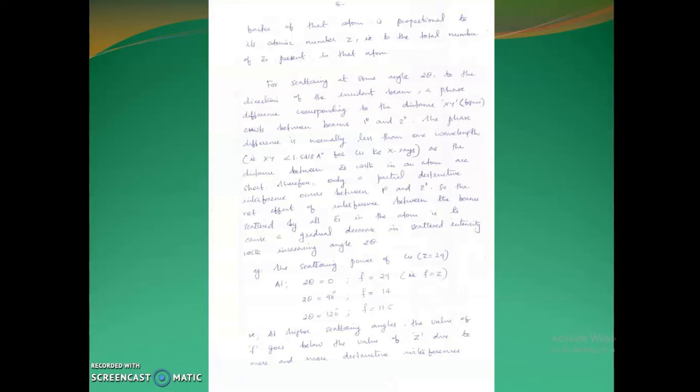So this is due to destructive interference between the Z number of scattered waves from each and every electron. Each electron, if we say 29 is the atomic number, there will be 29 electrons, and all 29 of these electrons would be scattering with a 2 theta value, and there will be destructive interference between all these scattered waves. So this in effect reduces the scattering factor. It is also evident that for a given angle 2 theta, net intensity decreases with decreasing X-ray wavelength.